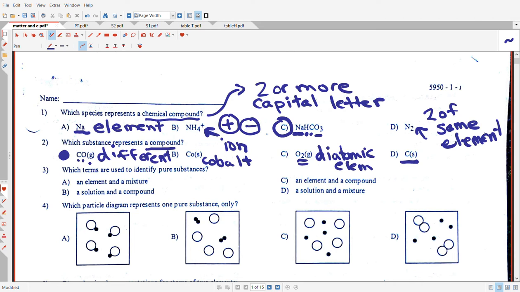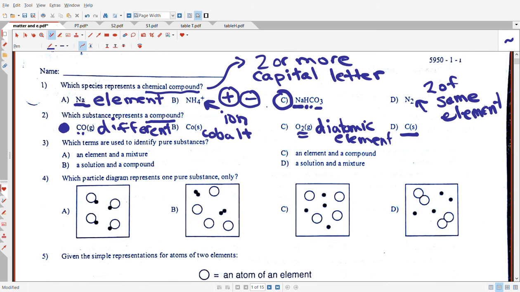Notice they put little subscripts on this one. Little g means gas, little s means solid, little g means gas. That's just a phase of the element or the compound that's present. If they say which is pure, by definition, an element and compound are pure. So that's the answer for pure. Please just know it. And mixtures are physically combined, and it's 2 or more different substances put together. So it's not going to be pure.